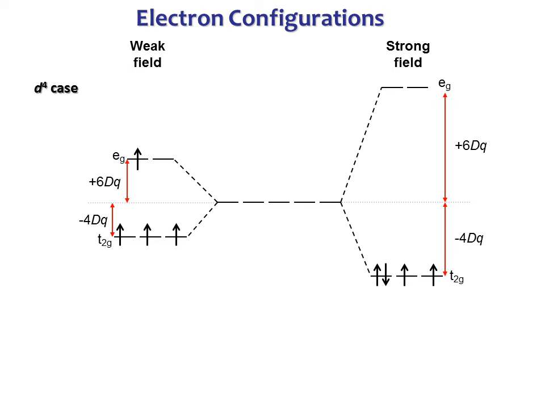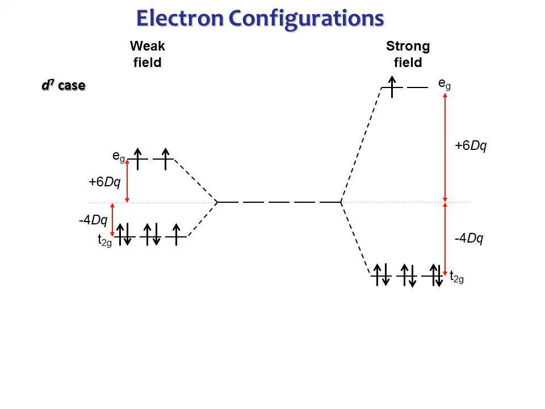We can continue building up the d configurations. Here's the d4 case again, and now d5. So the fifth electron can either go into an eg orbital in the weak field case or the t2g orbital in the strong field case. In the case of the d6 configuration, the sixth electron can pair into the t2g orbital for the weak field case, and likewise it will pair into the t2g orbitals for the strong field case.